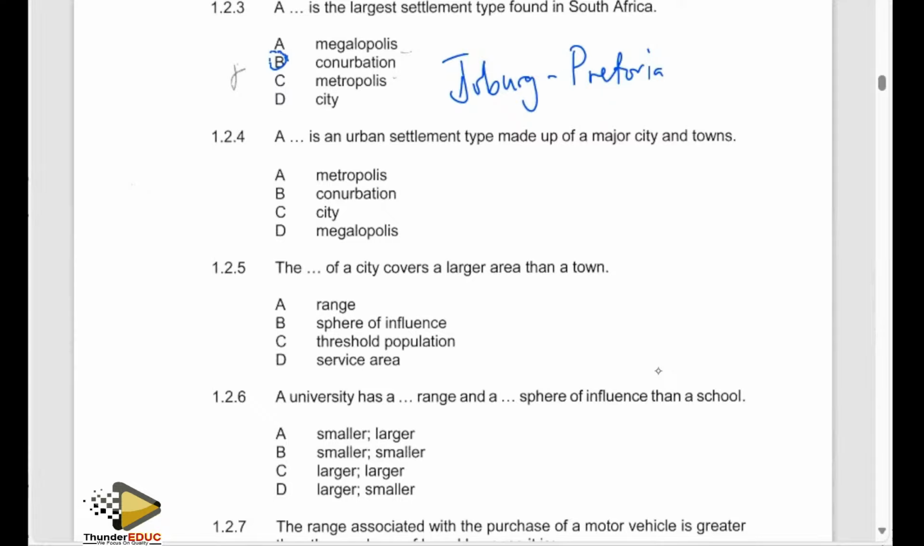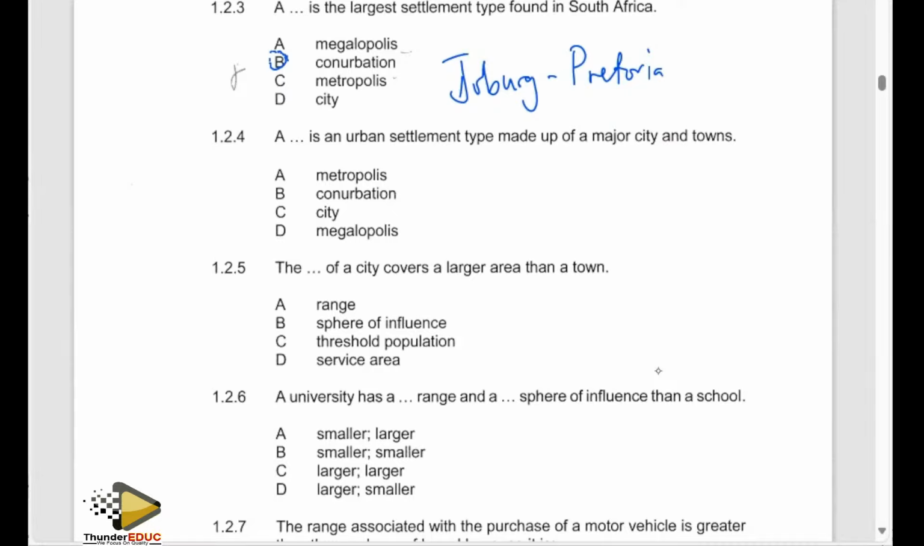Those two cities are merging. They are getting to infuse each other. There's no more distinct physical boundary between them. So we regard that as a conurbation: two cities merging to become one complete built-up area. Move on to the next question.